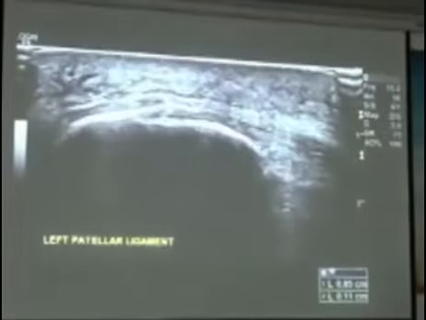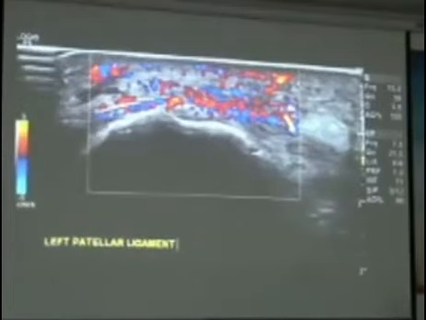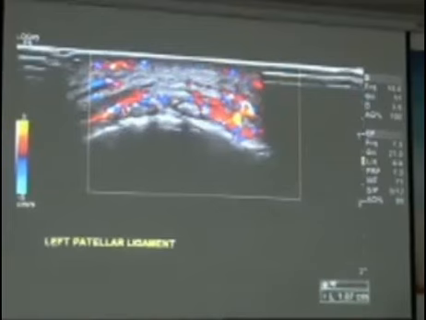So I had a look, and there was this little, what I thought was a little exophyte or enthesophyte just at the patellar tendon insertion. And when I put color Doppler on, it was very hot. And in the transverse plane, you can see that there's this sort of speckled appearance to it as well.